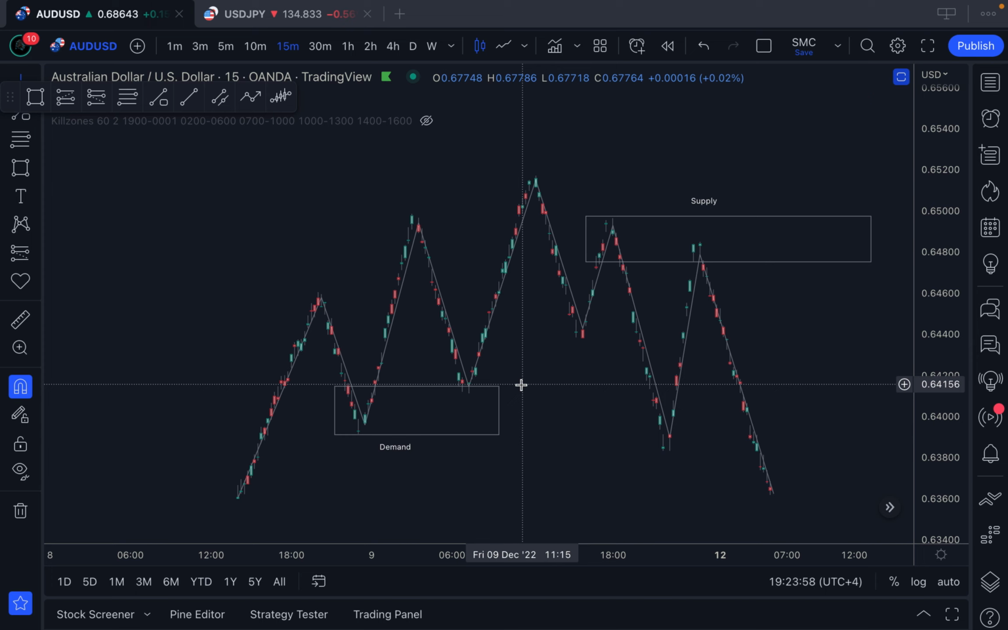So how do we know that a demand zone is created? When the price is moving up, it creates a higher high, it creates a higher low, it breaks the structure to create a higher high, it comes back to a certain level, and that level is what we call a demand zone. Consider that a demand zone is an area in the market from which you'll only look for buys, and supply zone is an area in the market from which you will only look for sells.